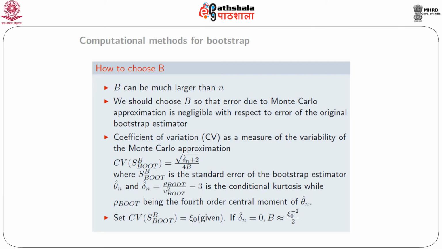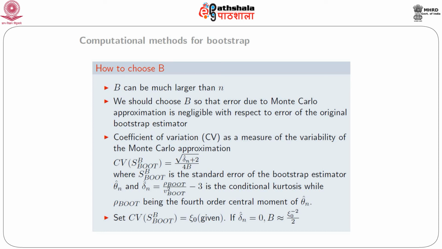What should be the number of samples chosen? So, what should be capital B? Well, capital B can be much larger than n, but we should choose B so that the error of the Monte Carlo approximation is negligible with respect to the error of the original bootstrap estimator.